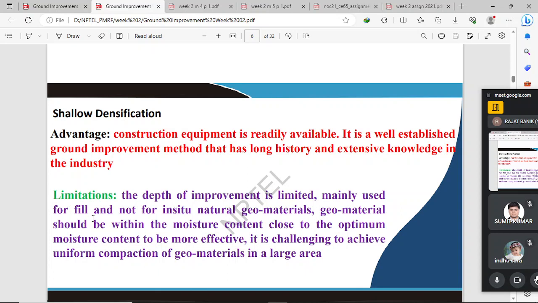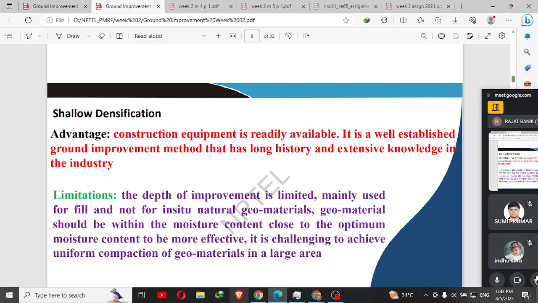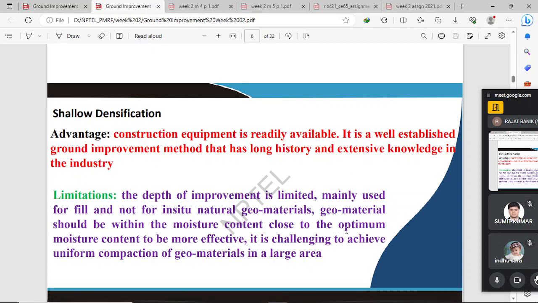This technique is used for those, and it is also not suitable for geomaterial like soft soil. We learned about soft soil, clay, silt, like that. To apply this technique we also need to maintain the optimum moisture content all the time to get the maximum benefit. So sometimes it is not possible to get the optimum moisture content in the ground.